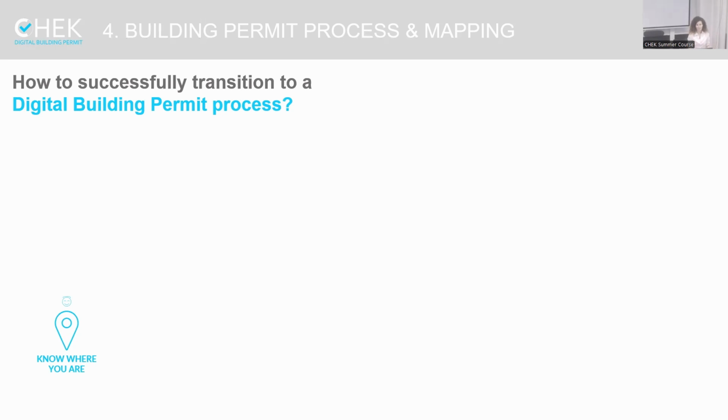The first step is to know where we are. Second step is to map where we are. So it seems easy, but we thought that this was one of the most time-consuming steps in our work for developing the Czech DPP process. So map where you are.